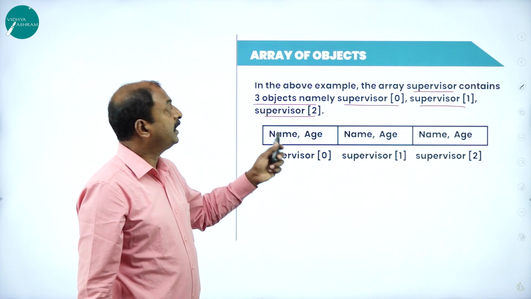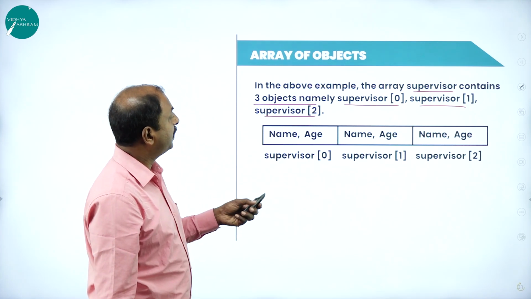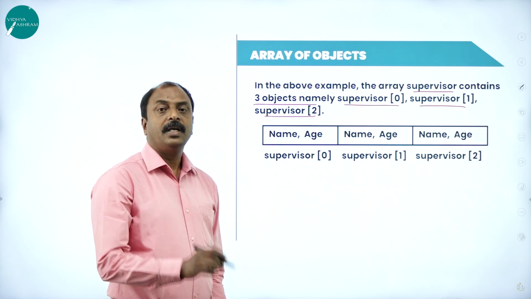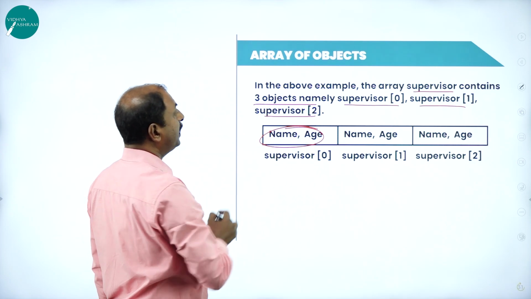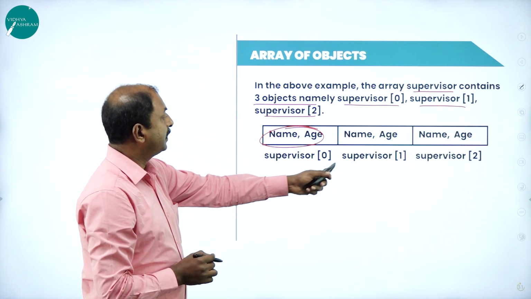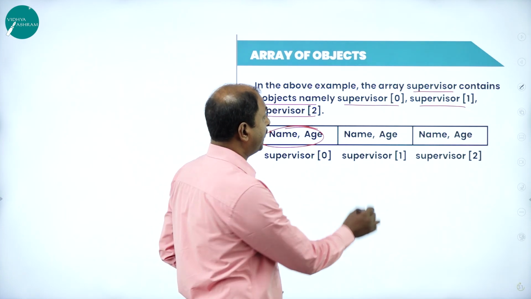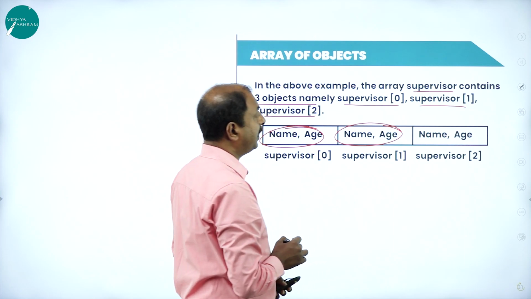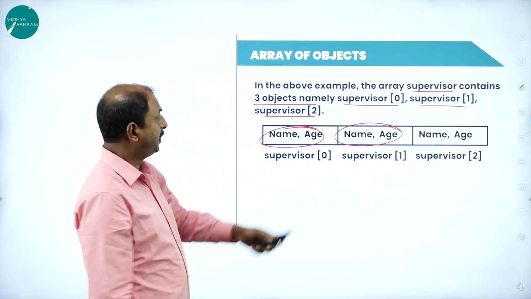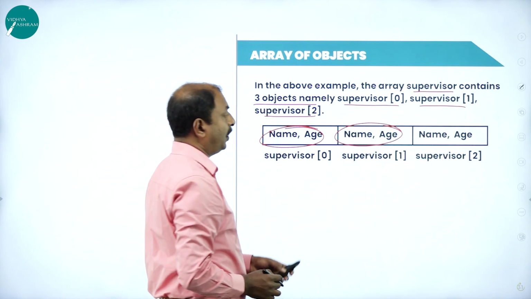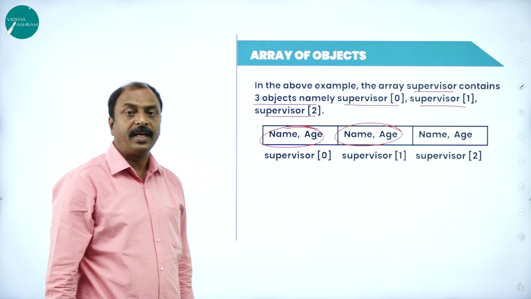In this example, this is an array of objects, and this is an object here. If you look at the index supervisor of 0, meaning the first index, it contains the data members name and age. Similarly, the next index, that is supervisor 1, meaning the second object, again contains the data name and age. So this is the meaning of array of objects. Here these are all objects, with the name supervisor as an array. So this is the concept of array of objects.